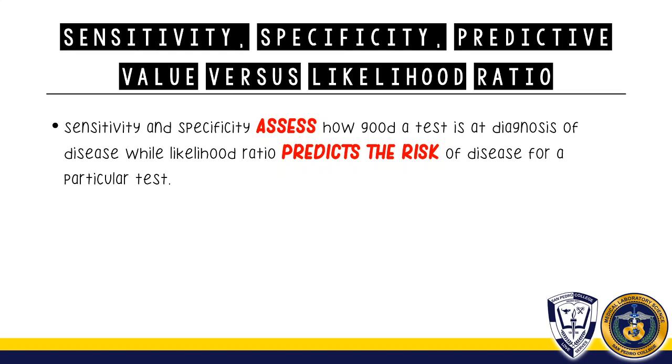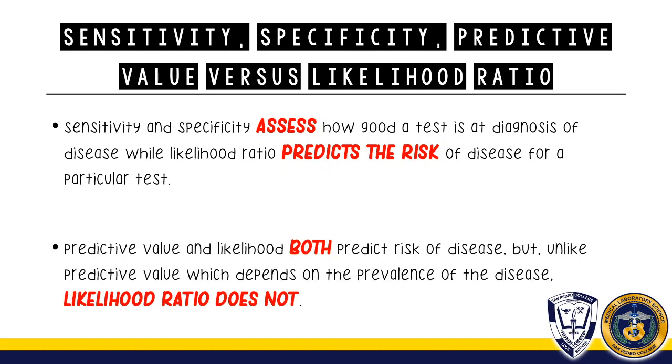Ma'am, we also have predictive value. What is the difference between it and likelihood ratio in terms of predicting? So, predictive value and likelihood ratio are actually the same. Both predict the risk of disease. But where do they differ? In terms of the prevalence of your disease, your predictive value, as discussed a while ago, is greatly affected, but your likelihood ratio is not affected by the prevalence of the disease.